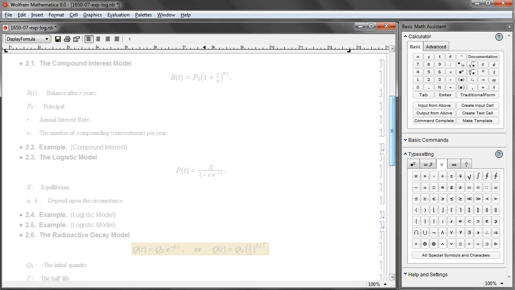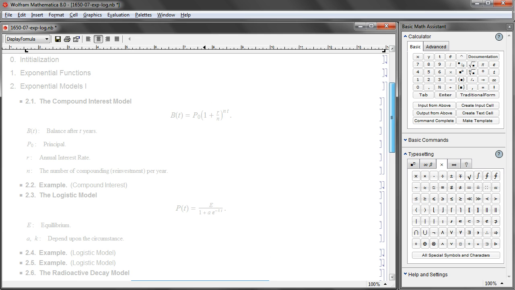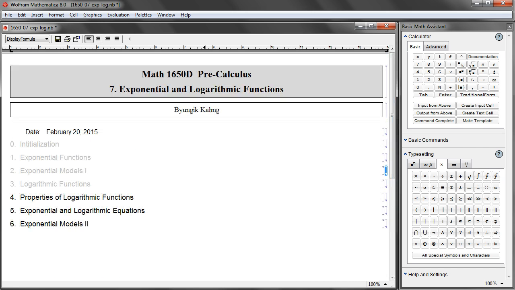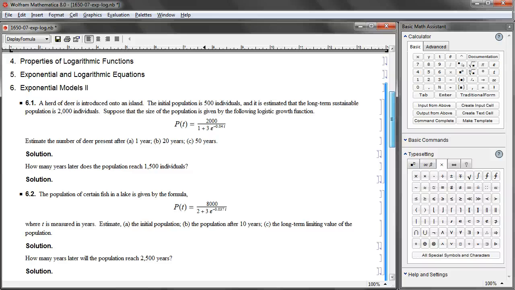For that, and for a variety of other reasons, we are going to concentrate upon these two applications, logistic model and radioactive decay model. Let's look at those two in more detail, especially from the viewpoint of exponential and logarithmic equations. That's what we are trying to do in Section 6.